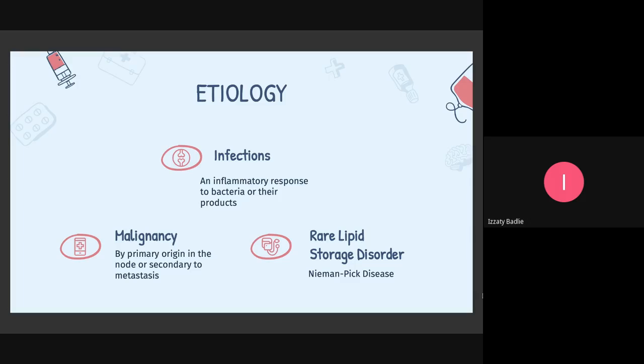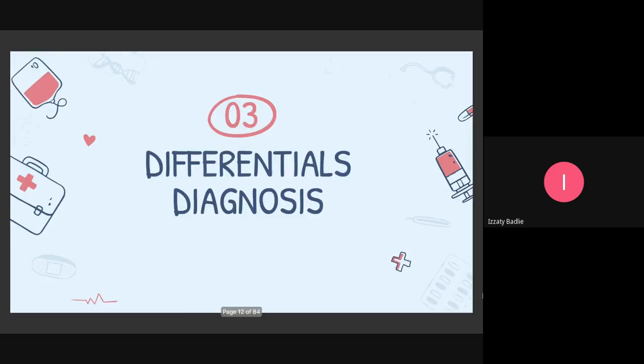The third one is rare lipid storage disorder. It is a lipid storage disorder in which there is an abnormal accumulation of lipids in the liver, in the spleen, in the heart, in the bone marrow. One of them is Niemann-Pick disease. So next.